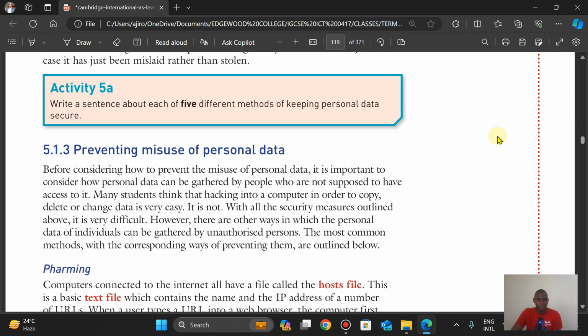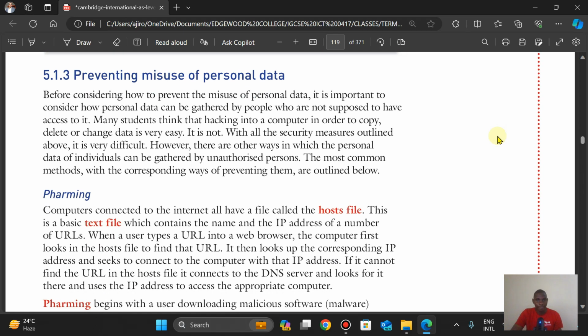Preventing misuse of personal data. How can we prevent the misuse of personal data? It's important to consider how personal data can be gathered by persons who are not supposed to have access to it before we can talk about preventing. Many students think that hacking into a computer in order to copy, delete, or change data is very easy. It's not easy. With all the security measures outlined above, it is very difficult. However, there are other ways in which personal data of an individual can be gathered by an unauthorized person. And in this video, we're going to look at the most common methods.